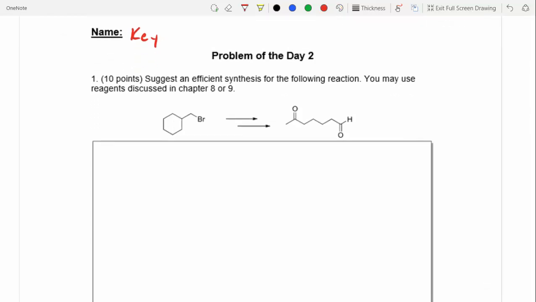So the first thing we need to do is figure out how we are going to make a ketone and an aldehyde. And in the email, I gave you guys a big hint. What was that reaction? Ozonolysis. So step 1 would be O3. Step 2 would be zinc and water. And this would rely on us having an alkene that looks like this. All right, so now the question becomes, how can we make an alkene?